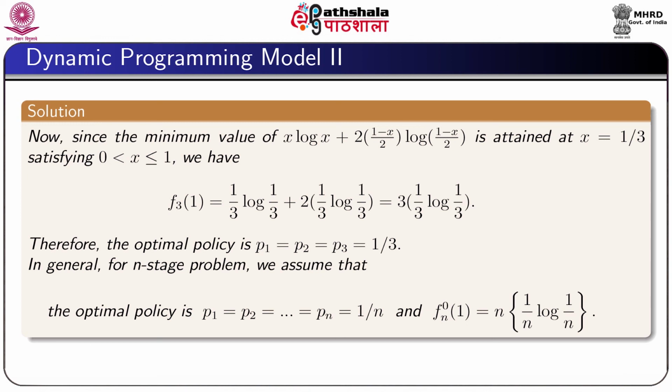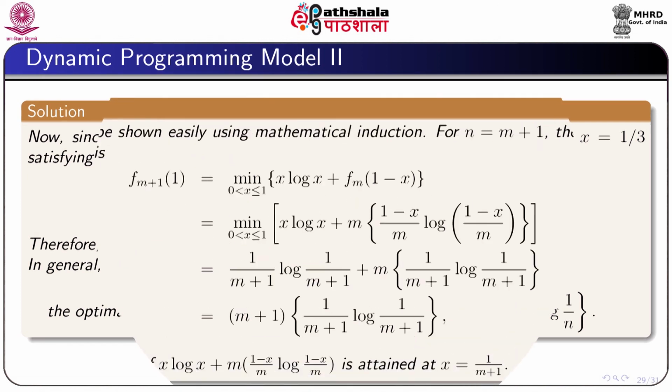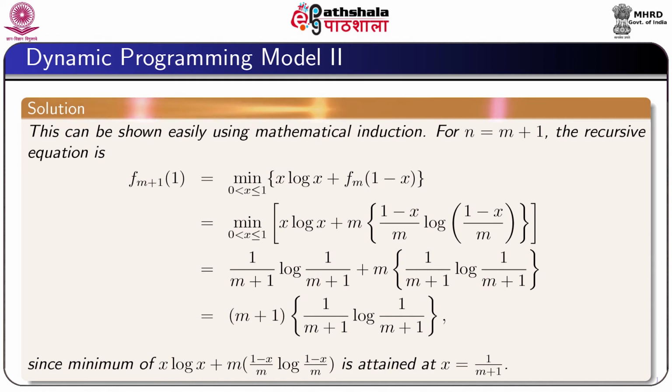In general, for an n stage problem, we assume that the optimal policy is p1 equal to p2 equal to dot dot dot equal to pn equal to 1 by n, and the attainable sum is equal to n into 1 by n log 1 by n. This can be shown easily using mathematical induction.